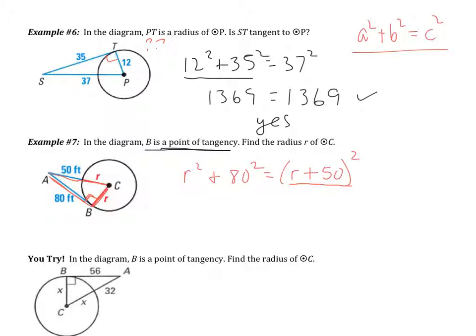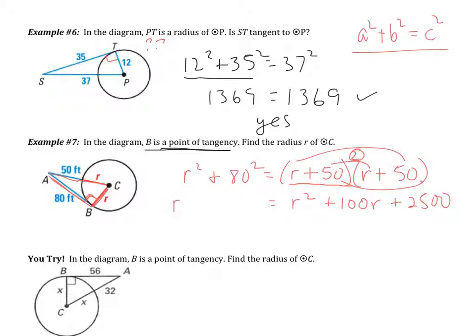I have to distribute. I have to FOIL this. So remember we said the 2 means write it twice. Okay, FOIL this. So now I get R squared from the first terms. Outside gives me 50R, inside gives me 50R, which adds up to 100R. And then 50 times 50 is 5 times 5 with 2 zeros, so plus 2,500. Okay? And then R squared plus 80 squared is 8 times 8 with 2 zeros, so 6,400.